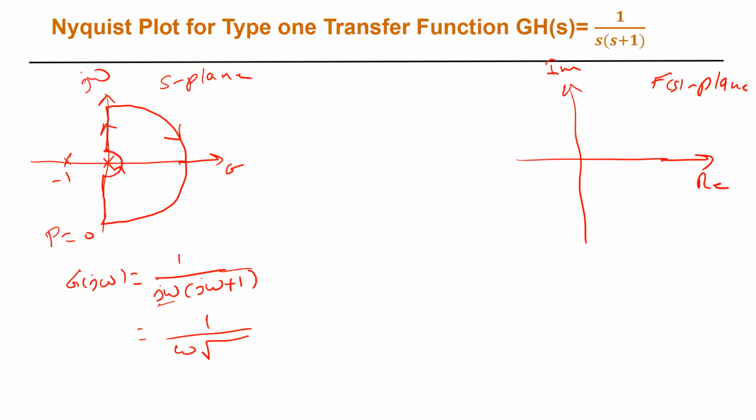It will be omega squared plus 1. Exactly. Thank you. Shabab, what about the angle? What will be the contribution of the j omega? The contribution is 90. Because it's in the denominator, it will be minus 90 and minus tan inverse of omega.